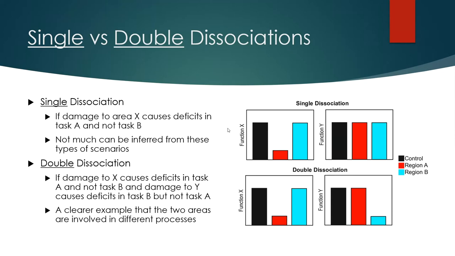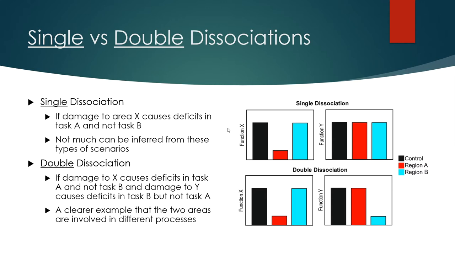You're showing that disruption in one area is causing a very specific behavioral deficit, and damage to another region is causing a completely different one. And those two behaviors aren't overlapping with one another. So it's a clear type of picture that these different brain regions are involved in different types of functions, but it's still not getting at causality. It's still not showing us exactly what those brain regions are doing.